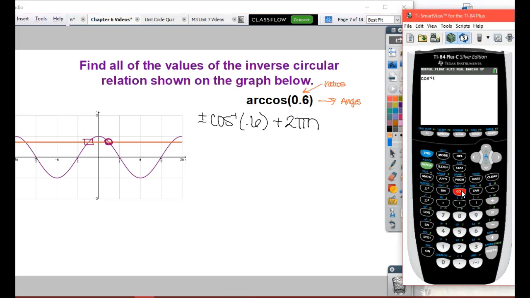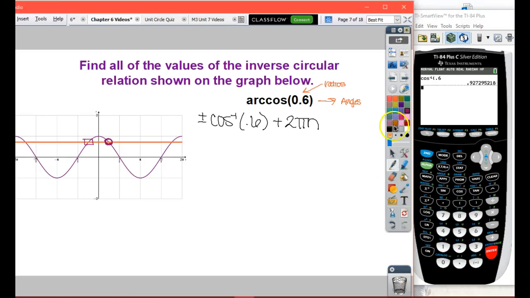So I'm going to do cosine inverse of 0.6. Make sure you're in radian mode. And so I get my first answer to be 0.927 radians-ish. And so my solutions are going to be 0.927 plus multiples of the period. My other one, I should use approximately equal to here, and x will then approximately equal negative 0.927 plus 2 pi n.